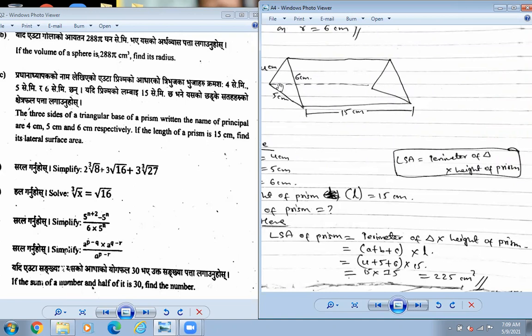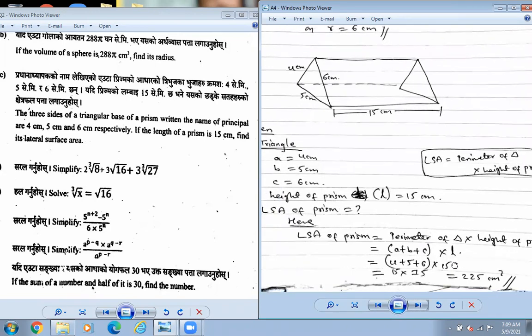Perimeter means sum of all sides, a + b + c. Perimeter of triangle is a + b + c, into height of prism, which is 15, so l is 15. The perimeter formula is small, so it attaches to this formula easily, but in TSA we also need the area. So in that case, we need to find out the area of the triangle first. The perimeter of triangle does not come in one line like this, we need to find the area of the triangle separately. So perimeter of triangle is a + b + c into height of prism, 15, let us suppose l.